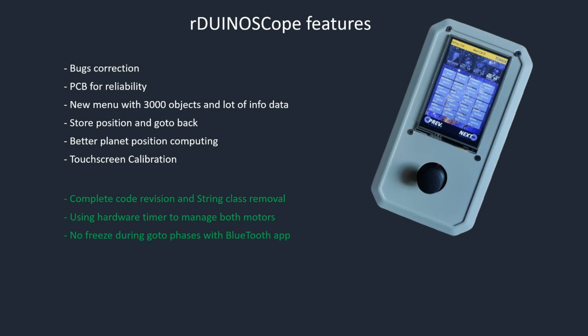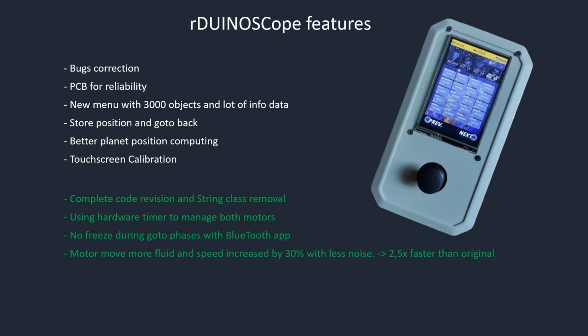Like I said before, the speed was increased. So here we have a 30% increase. The speed was already doubled by the previous version, so this rDUINOSCope is now 2.5 times faster than the original one.